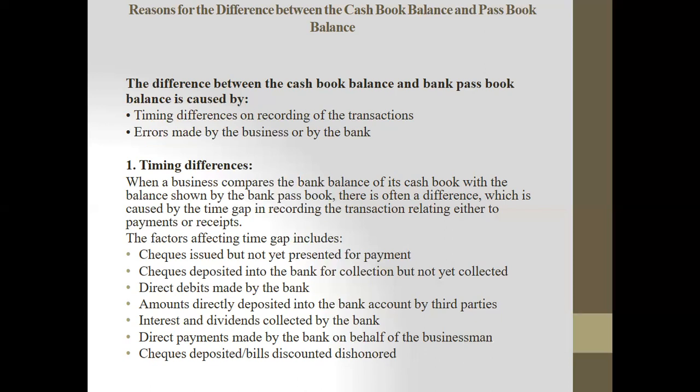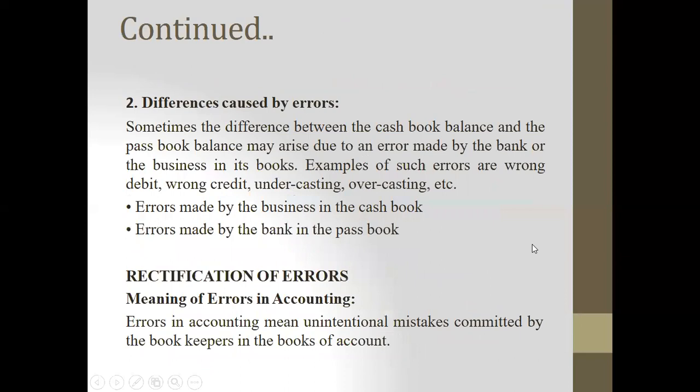And interest and dividends collected by the bank, then direct payments made by the bank on behalf of the businessman, then checks deposited or bills discounted. So all these transactions cause a time difference between the cash book and the passbook. That's why we are getting different values.